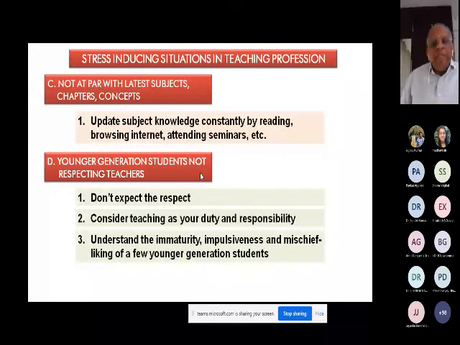Understand the immaturity, impulsiveness, and mischief-liking of a few younger generation students. There is a characteristic. It is not that we were excellent students when we were young. Please remember, we were all reasonably well behaved because we did not know how to behave like this, and there were controls and checks and balances to control us. So love the younger generation. Don't become apathetic or antagonistic to them. It doesn't help. So let me tell you one thing. You cannot change any person by hate. You can only change by love.